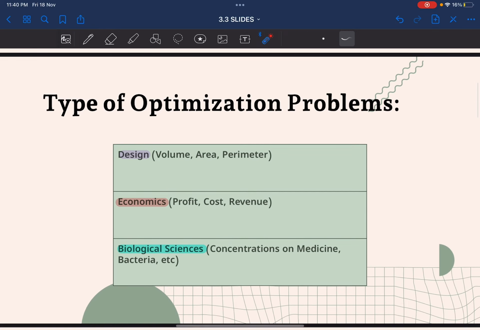Mainly what you need to know is the type of optimization problems that you'll be encountering. The main three are going to be design, economics, and biological sciences. To give you a brief summary, design will usually involve volume, area, and perimeter. Economics will involve profit, cost, and revenue, and biological sciences will involve concentrations of medicine, bacteria, etc.